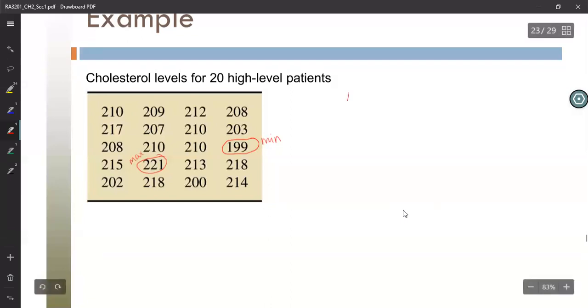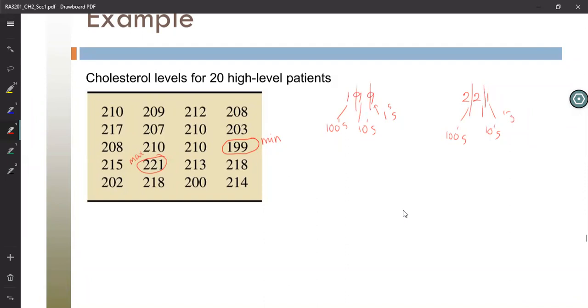So let's use the minimum. It has 3 digits. You have the ones, you have the tens, you have the hundreds. And then you have the maximum, which is 221. Again, the ones, tens, and hundreds. So, what do you think? If you use your stem to be only the hundreds, how many stem values are there? Only 2. And do you think it's going to give you a nice graph? Just 2 lines, right? You won't get much information from that.